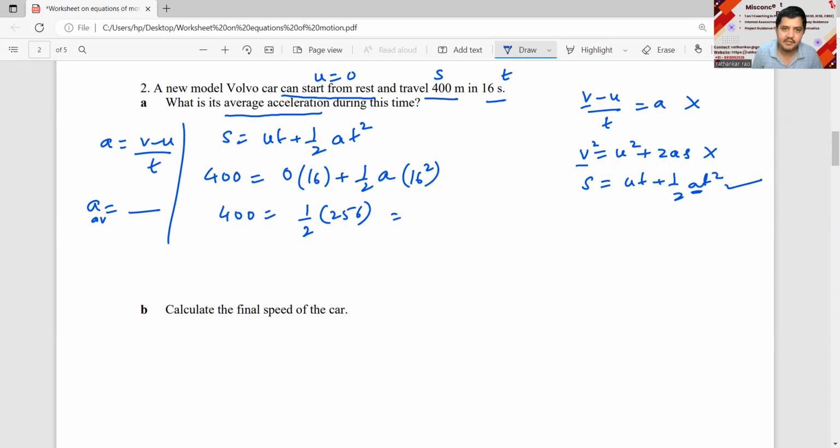So what will this be? This will be, and there's an a here. I need to write it down here. So now 2 ones are 2, 128. This will be 128 times a. Our a should now be equal to 400 divided by 128. Let us calculate what is this value.